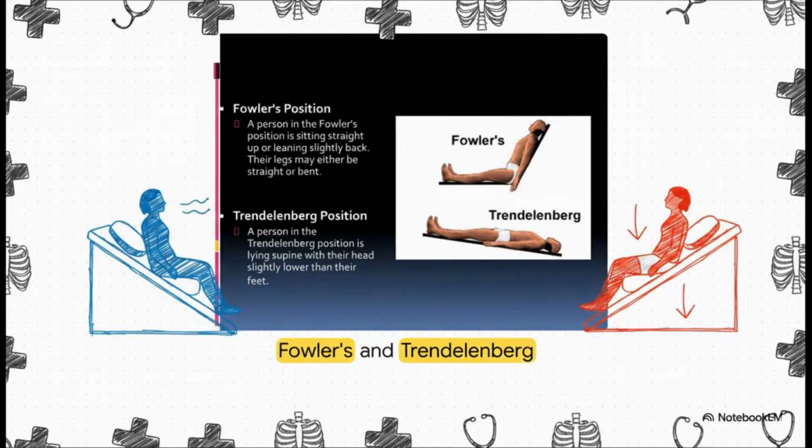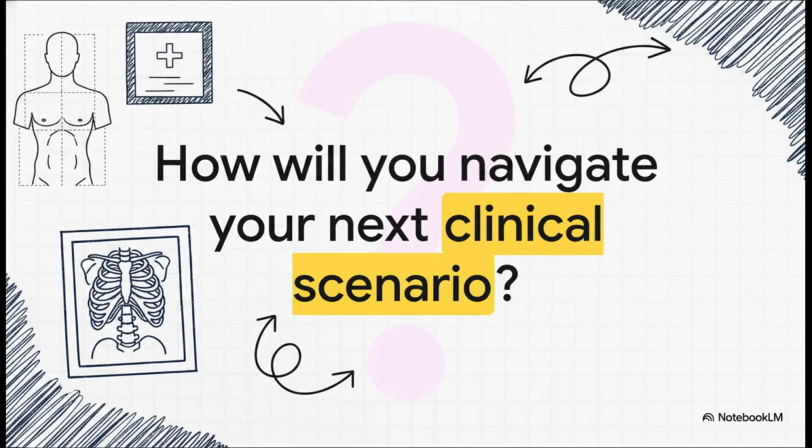Finally, let's contrast two very different therapeutic positions. Fowler's position is when a patient is sitting straight up or leaning just slightly back. It's often used to help patients breathe a little easier. We contrast that against the Trendelenburg position, where the supine patient is tilted so their head is actually lower than their feet. And just like that, we did it. You successfully mapped out the human body's planes, directional terms, and clinical positions. You are totally ready for this exam.